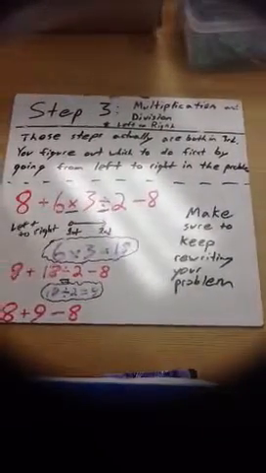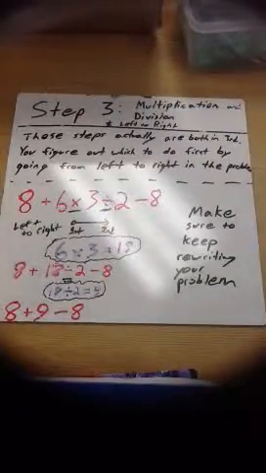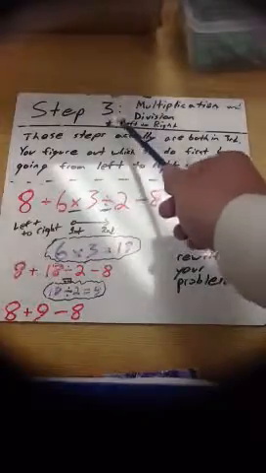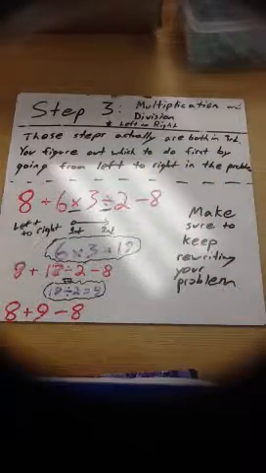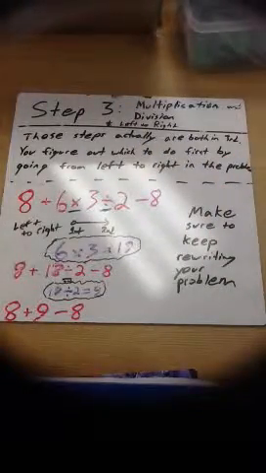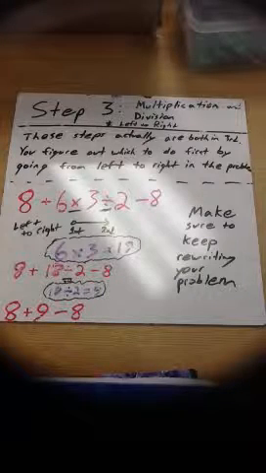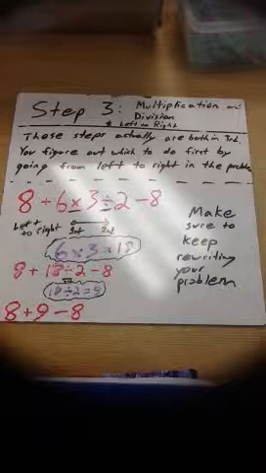All right, we are going to move on to step 3. Please excuse my dear. My dear stands for multiplication and division, specifically with that star from the left to the right. These steps are both in third place. You figure out which to do first by going from the left to the right in the problem.